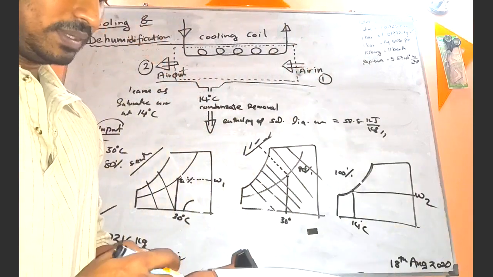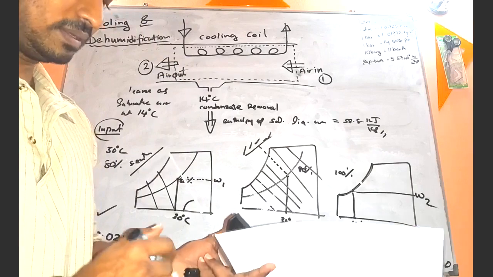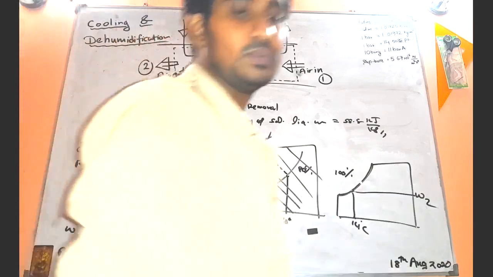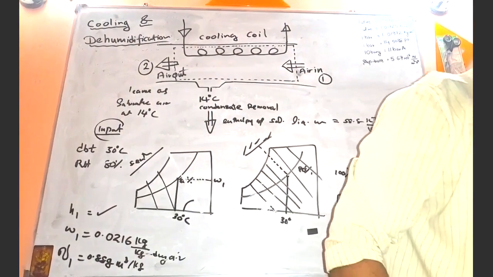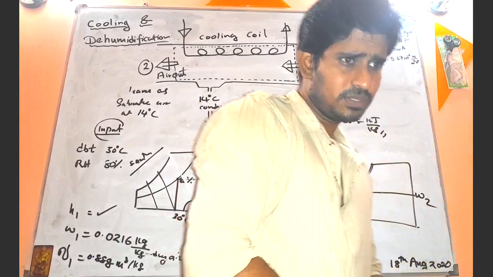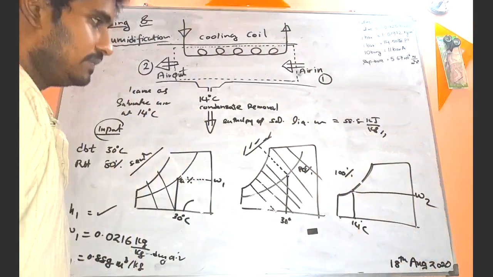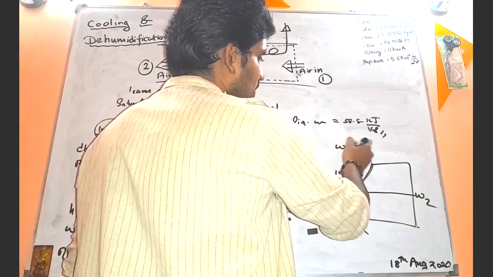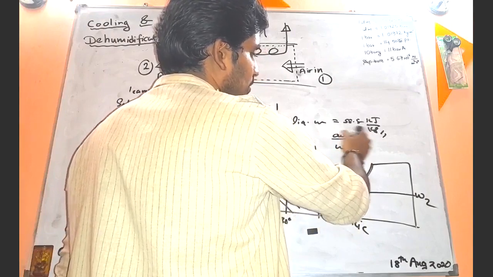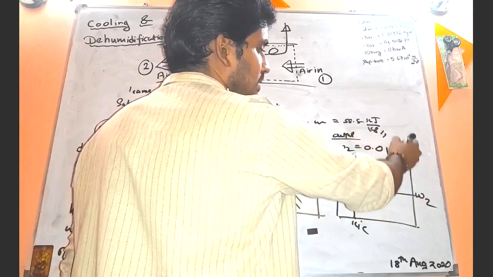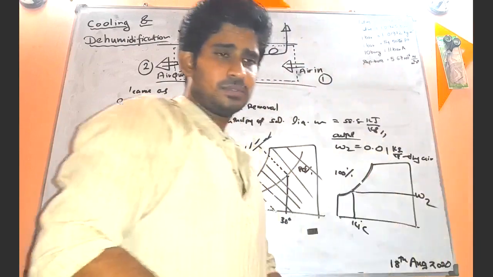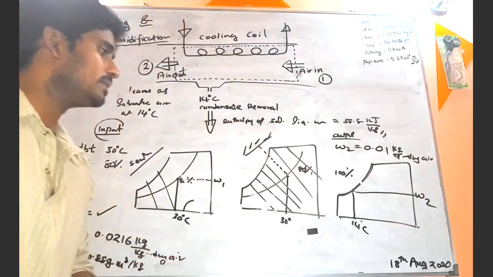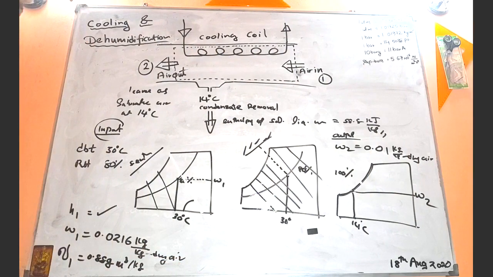If you carefully find that point, omega 2 will be 0.01. If you focus carefully, on the output side, omega 2 will be 0.01 kilogram of moisture per kilogram of dry air. So it is done. And how about the specific enthalpy?